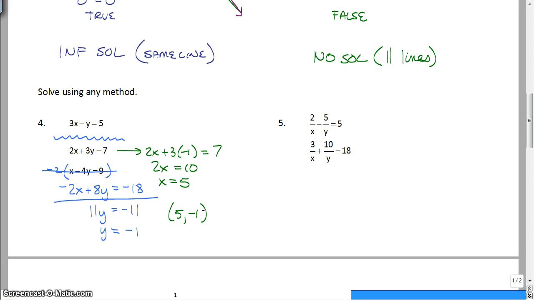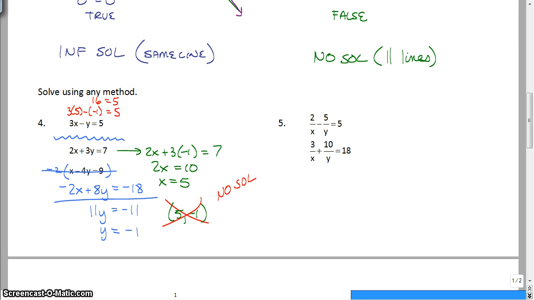But since this is a system with 3 equations, remember what the top said. The solution set must be true for all equations. So you need to go back and check it in this one. This is going to be 3 times 5 minus a negative 1, which is equal to 5. Is 16 equal to 5? No, it isn't. So this is actually no solution again. Even though we have this, it does not work for all 3 parts of the system. So it does not work.